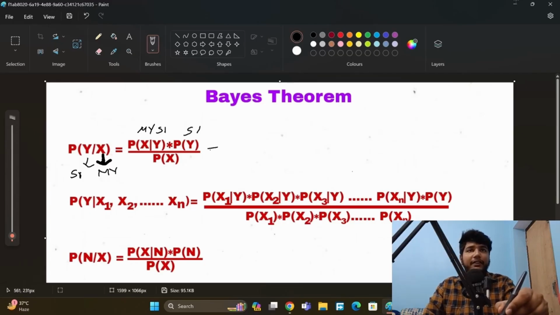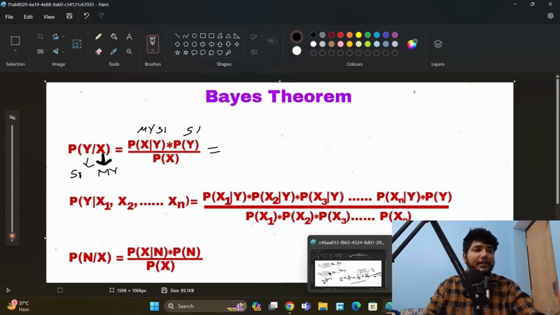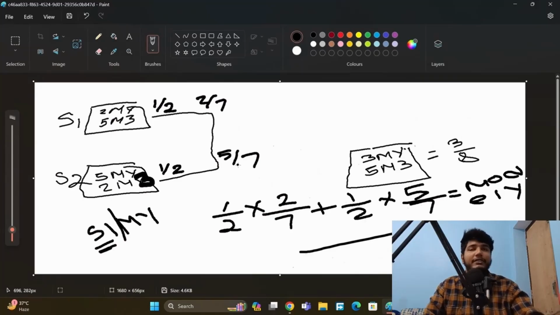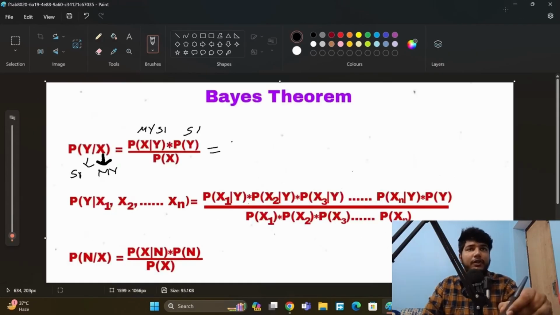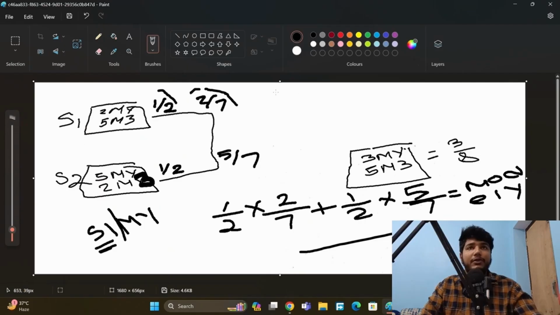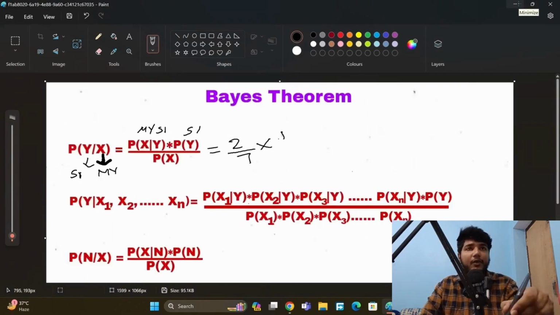Here we have to give the probability of X given Y, which is Model Y given showroom 1, which we already have. The probability is 2 by 7, which is the probability of Model Y from showroom 1. So here we will write 2 by 7 multiplied by P(Y). Y is showroom 1, which is 1 by 2. We give 1 by 2 here.